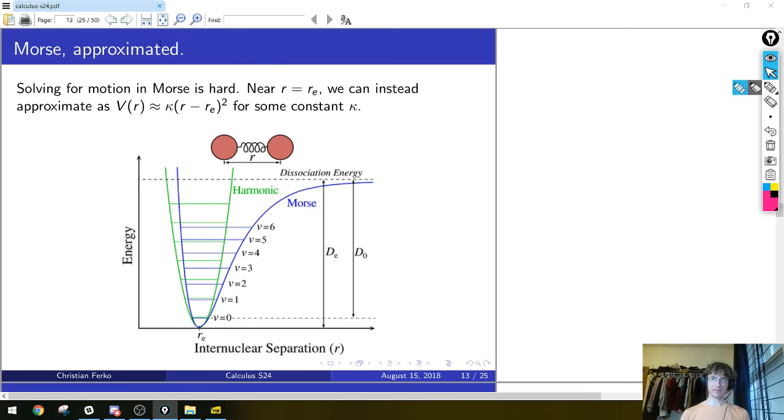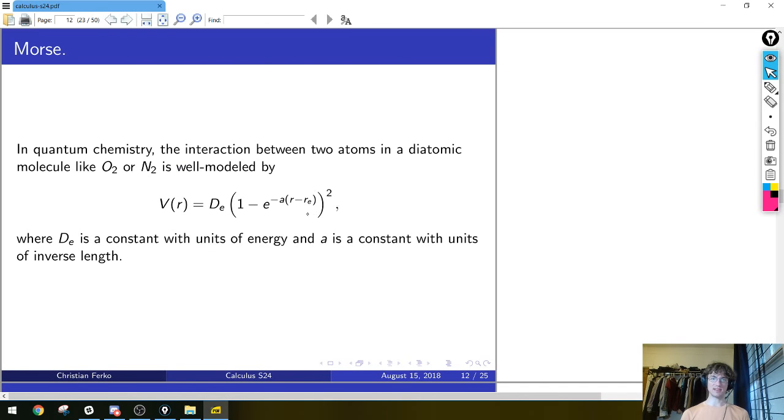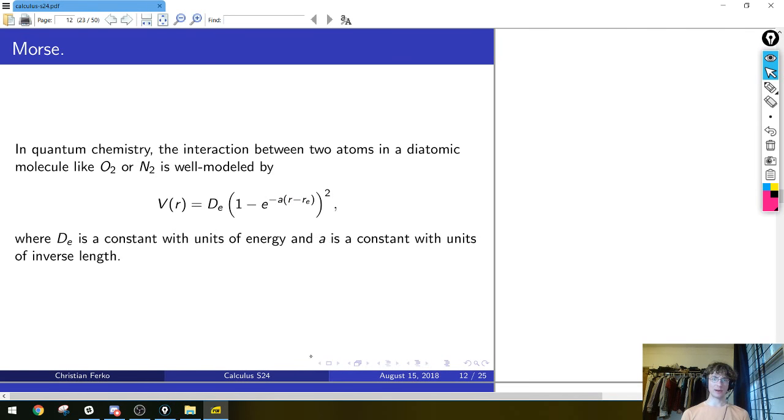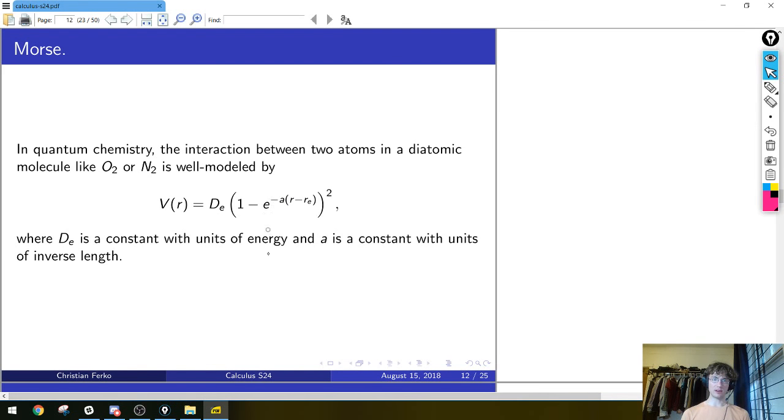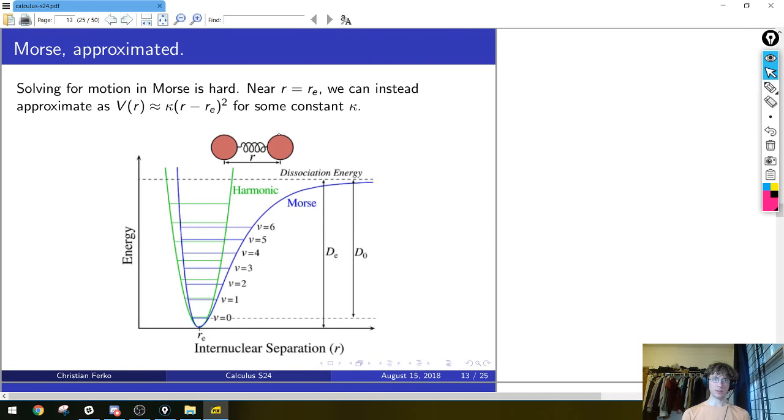Why is it hard to study? Hopefully it's pretty clear. This is a fairly complicated function. You have 1 minus some exponential, and the whole thing is squared. You can solve it on a computer if you want, but we want to actually write down a solution that we can think about. So we're going to do an approximation.